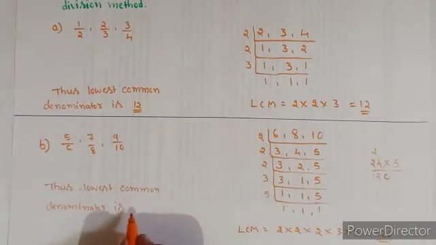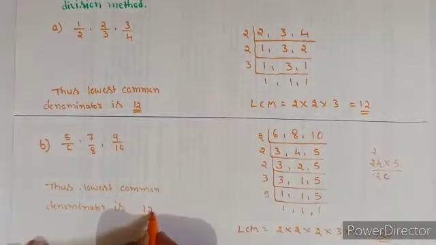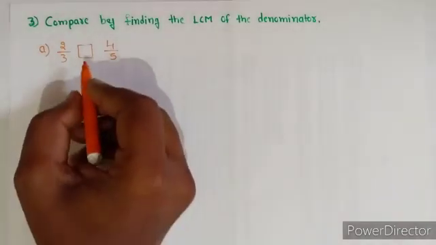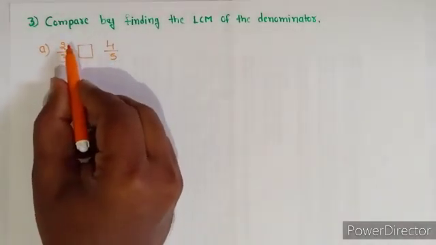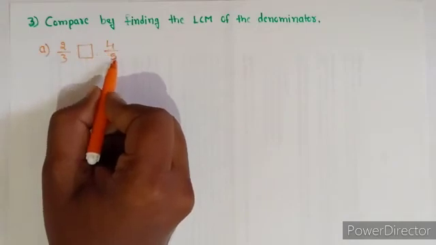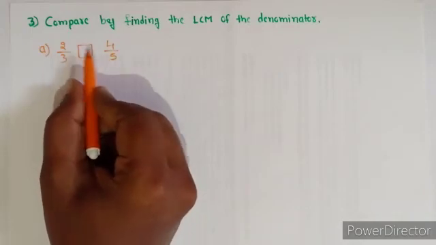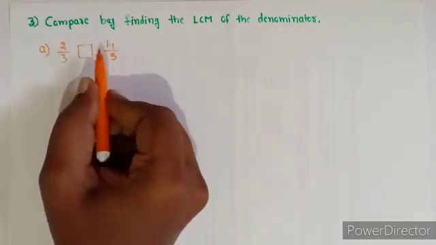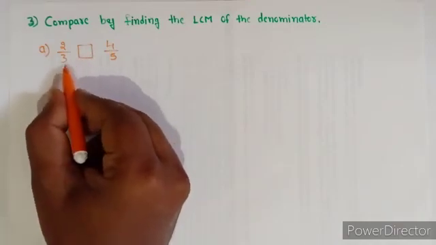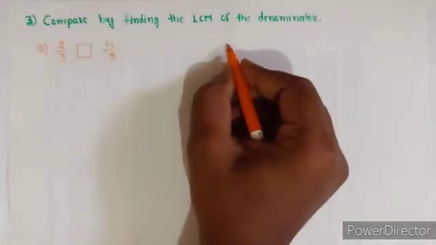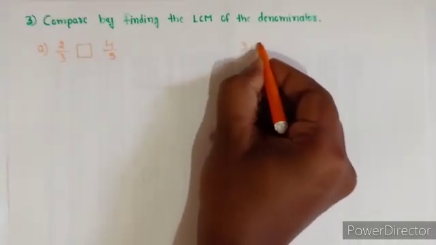Thus the lowest common denominator is 120. Next, compare given fractions by finding the LCM of the denominators. For example, 2 over 3 and 4 over 5. Here the denominators are 3 and 5 and the numerators are 2 and 4. Now we need to find the LCM for 3 and 5, the denominators.